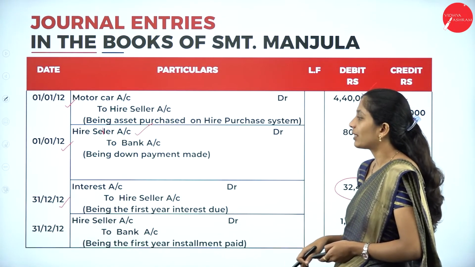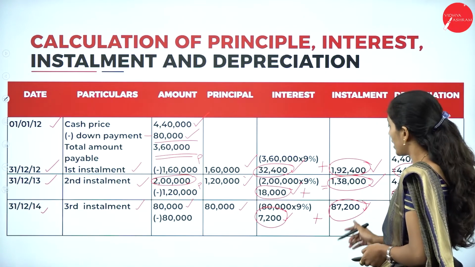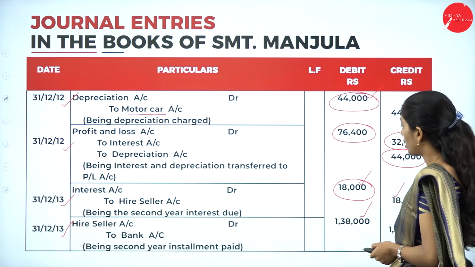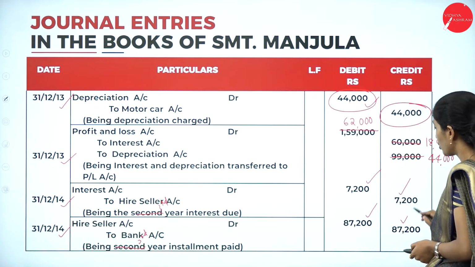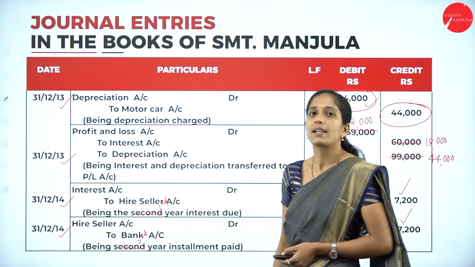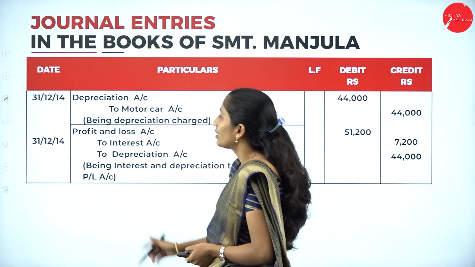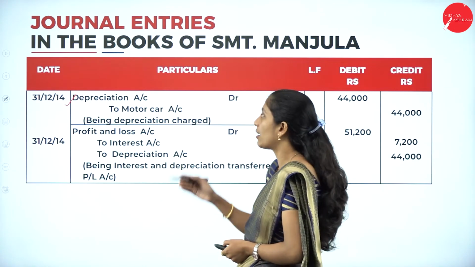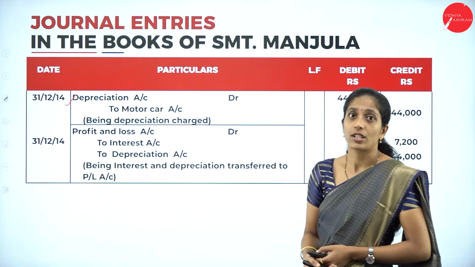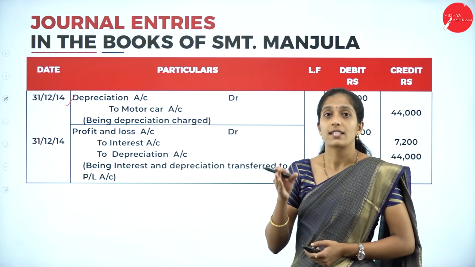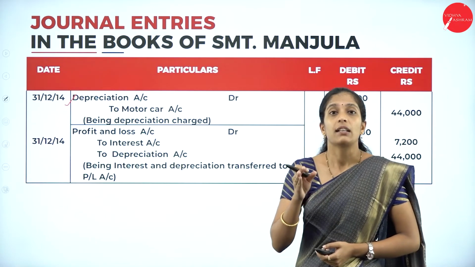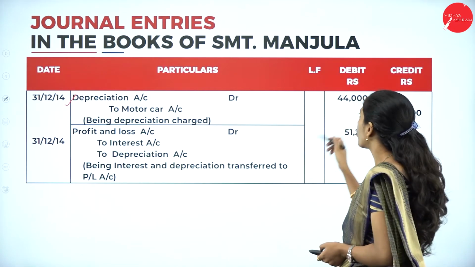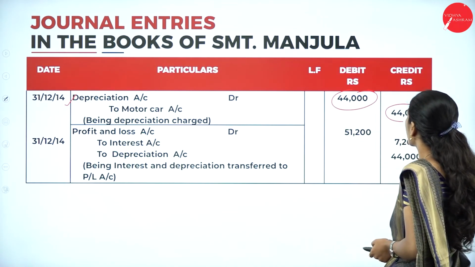Let us see what is the third year installment. So, third year installment is how much? 87,200. So, record that amount, 87,200. Next entry is for what? Depreciation charge. So, 31/12/2014 depreciation account debit to motor car account being depreciation charge. So, your depreciation, as I told, since we are following straight line method, the amount of depreciation remains same for all the years. That is 44,000.